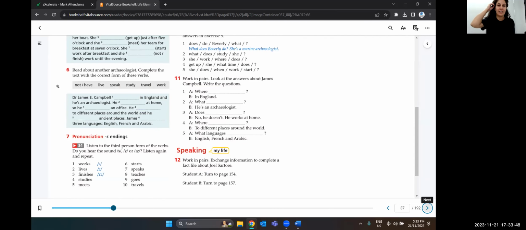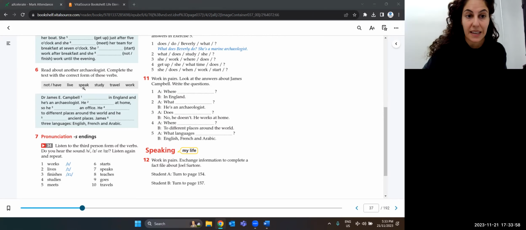So we have these verbs. We've got not have, so that's a negative. We've got live, speak, study, travel, work. So we need to know what those verbs, those actions mean. And now let's put them in the present simple. So again, just being able to give someone some information about Dr. James E. Campbell, about what he does. Where does he live? What does he speak? What does he study? Travel, work. So let's do that together.